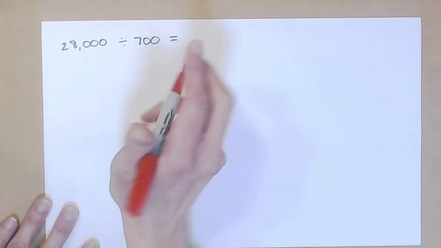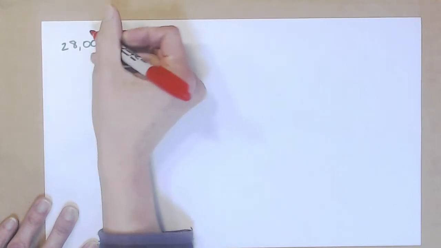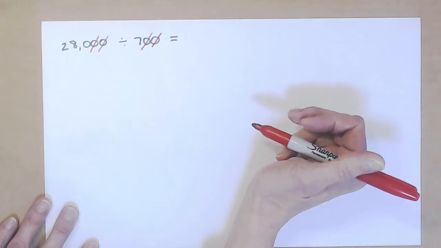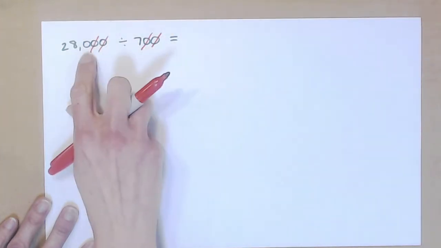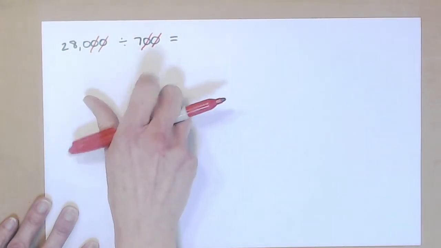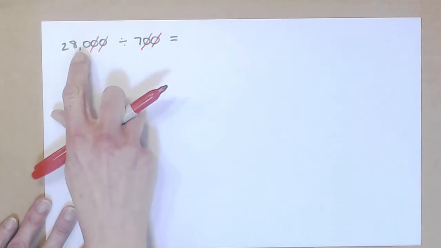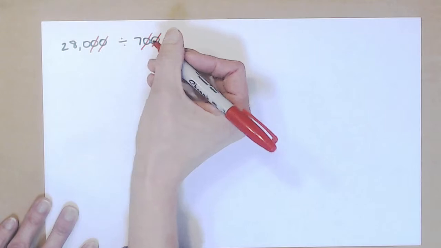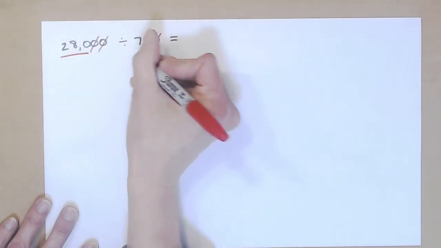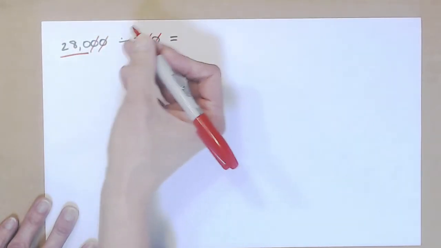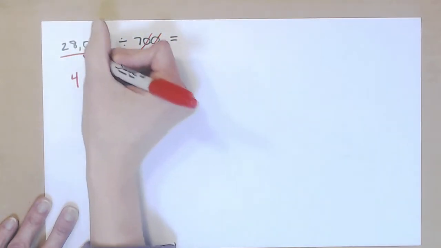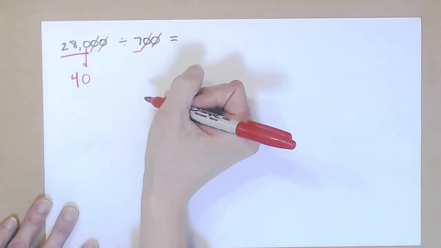So I can divide by 100 first, and that makes it so that I'm essentially just getting rid of 2 zeros in the numerator and the denominator of my fraction, or you can think in the dividend and the divisor of my problem. And now what I'm left with is 280 divided by 7, and there I can think, oh, I know 28 divided by 7, that's 4, and I have a 0 left, so it's 40.